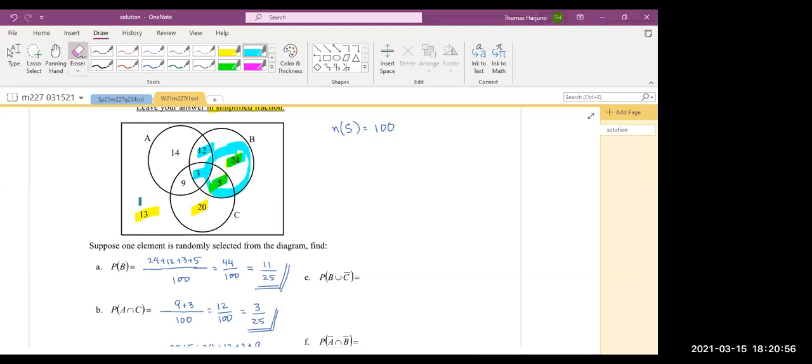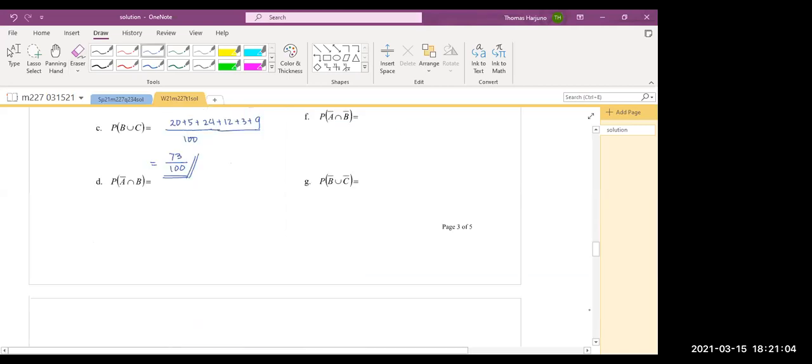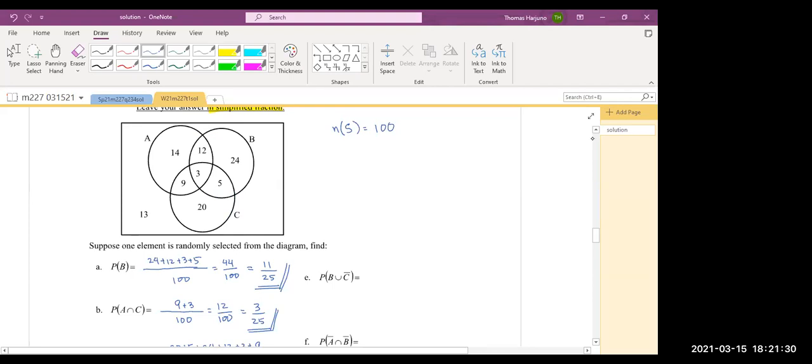Okay, let me erase this so that it doesn't confuse me with my later computation. So that will be 24 plus 5 over 100, that's 29 over 100. Let me make sure that's the number. Yeah, that's right. Okay, now you do this.